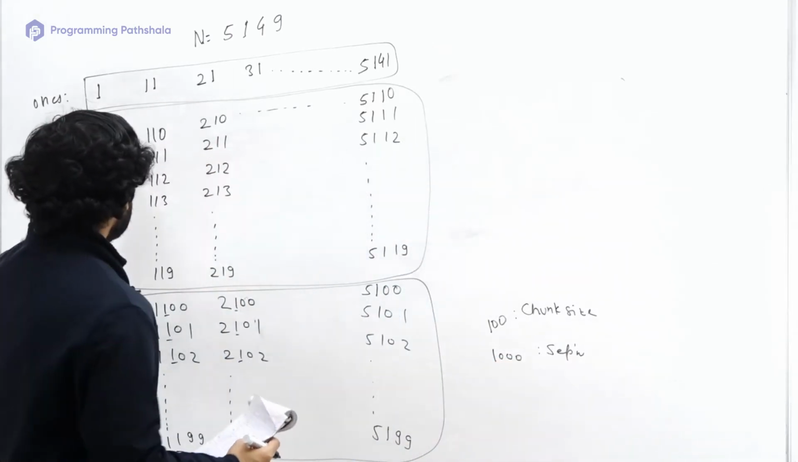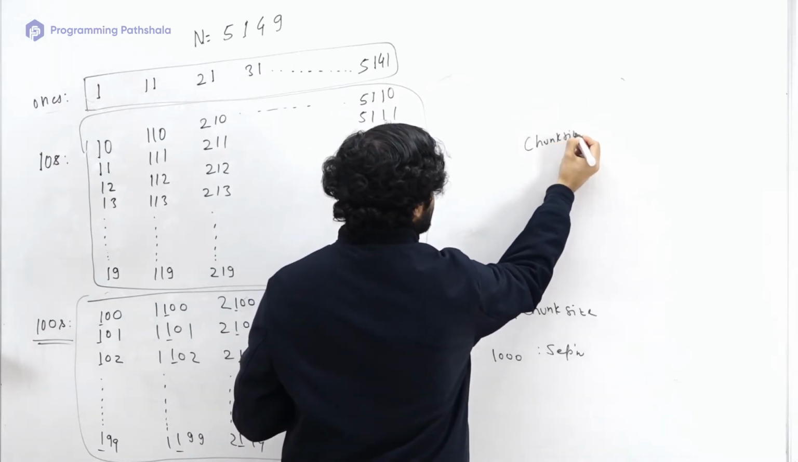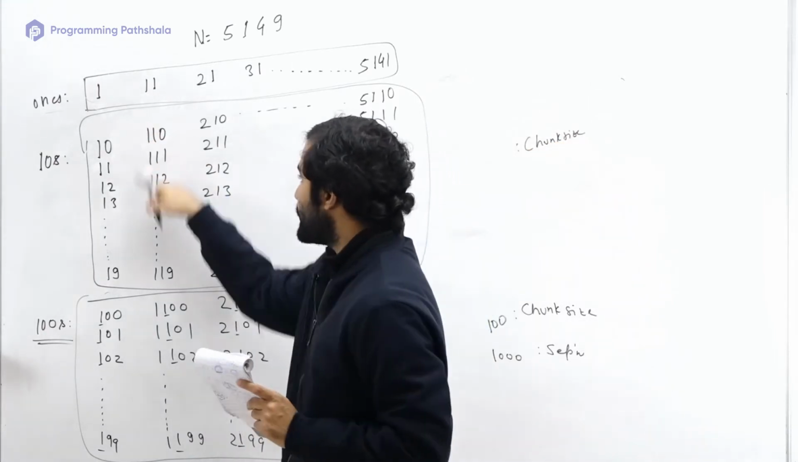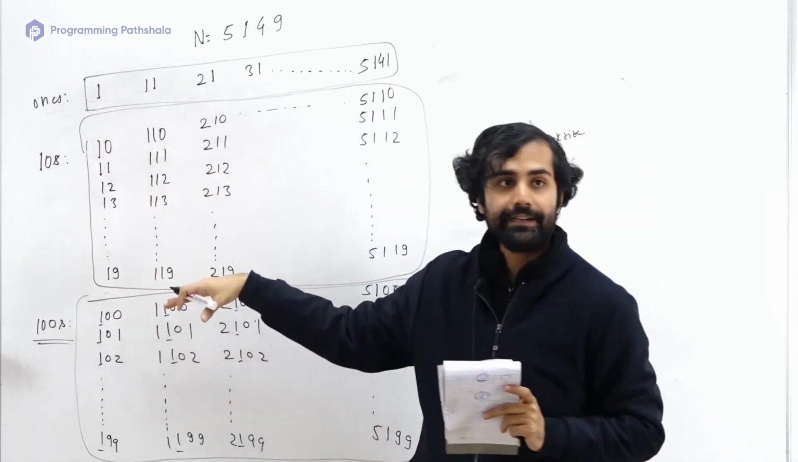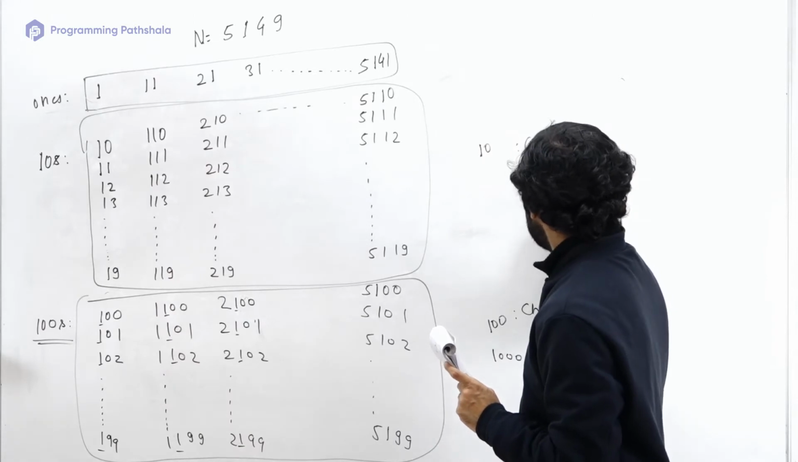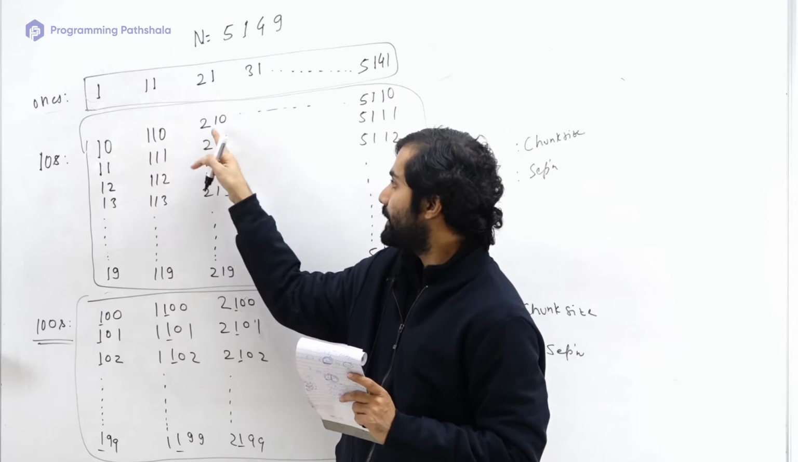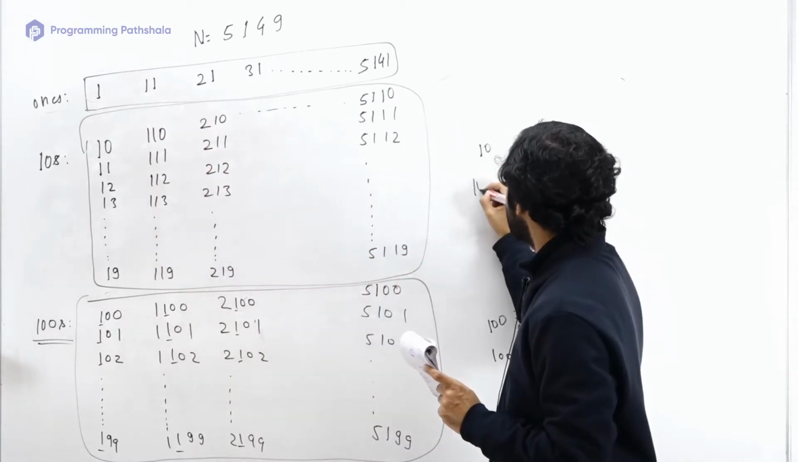Let's do it here in this tens. In tens, what is the chunk size? Just look at any chunk, 10 to 19, 110 to 119. How many elements are there? Chunk size is 10. And how much is the separation? Just look, 10, 110, 110 to 110. The gap is of 100 units.